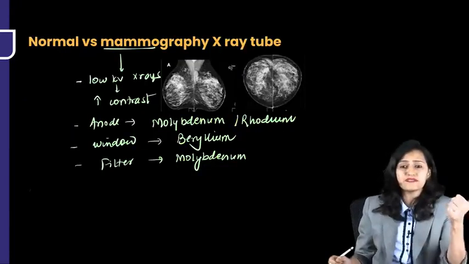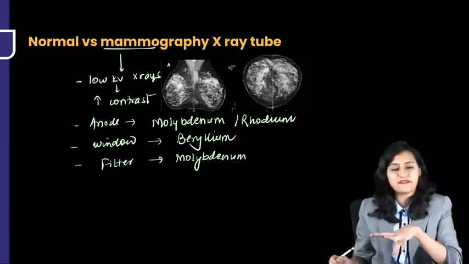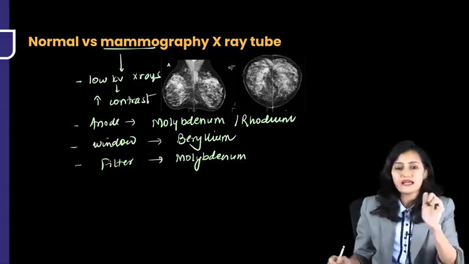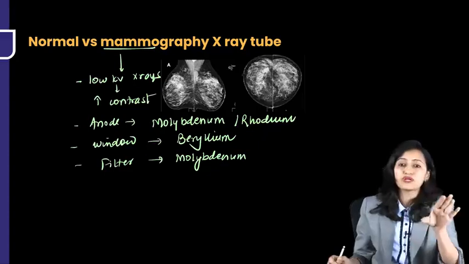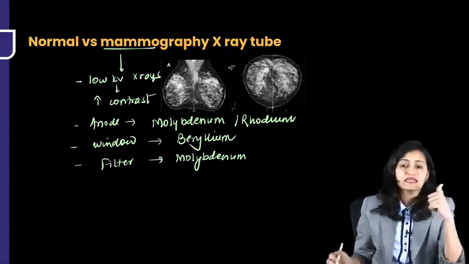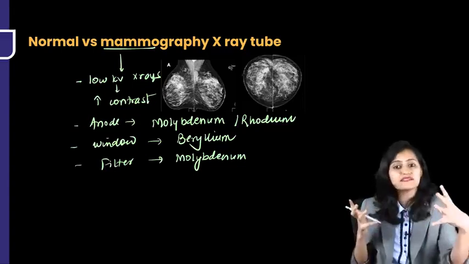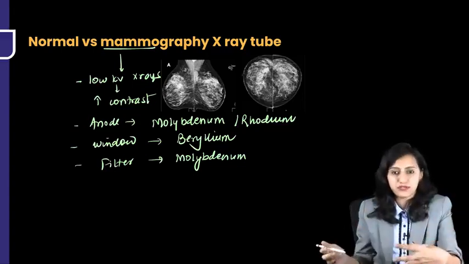What is the difference between a normal X-ray tube and a mammography X-ray tube? Mammography is actually the X-ray of the breast. So it will have radiation exposure, but we do not do mammography in the same machine. The X-ray tube is different. We need a compression plate. So what is the difference in the construction of the mammography X-ray tube?